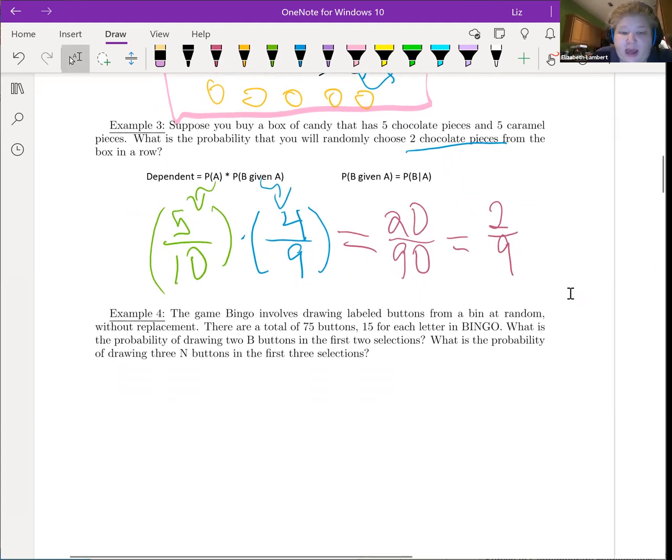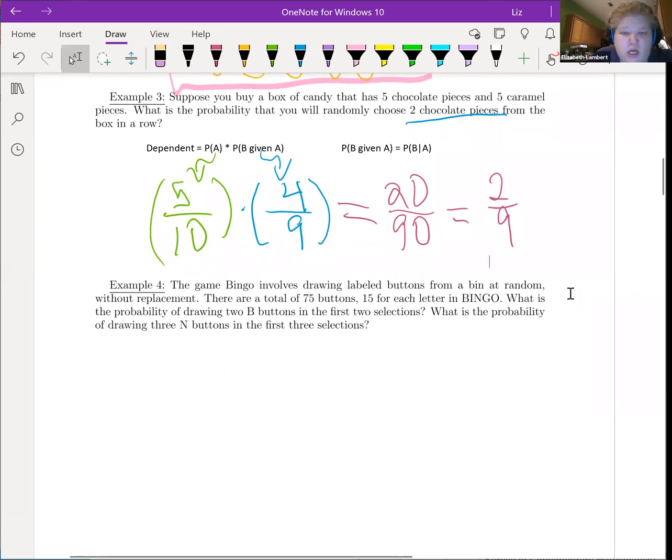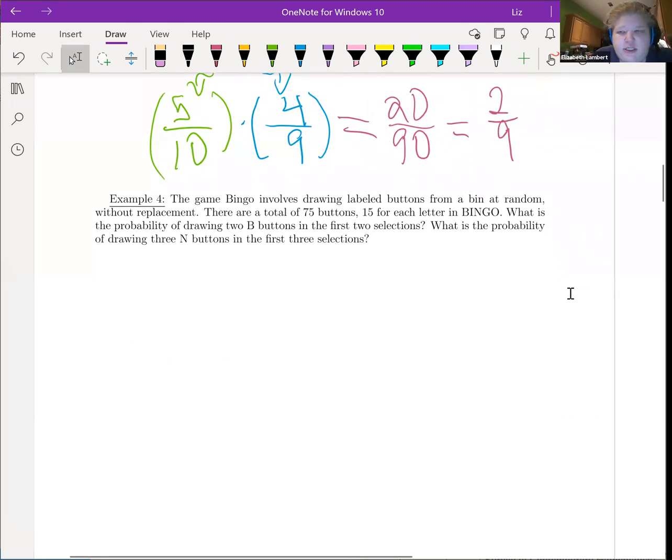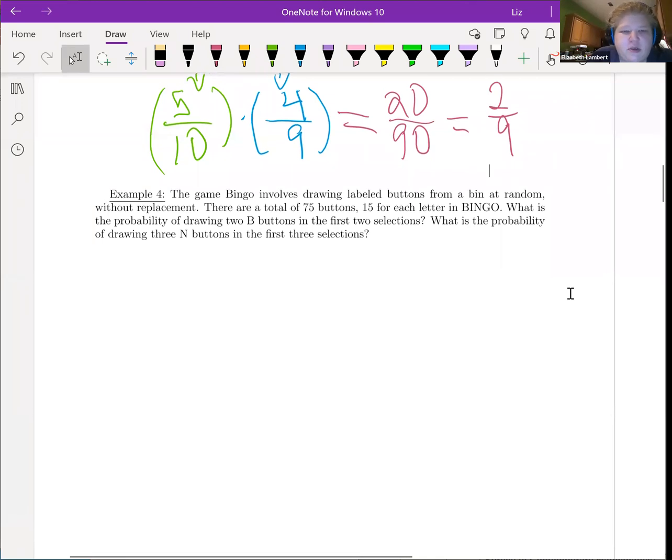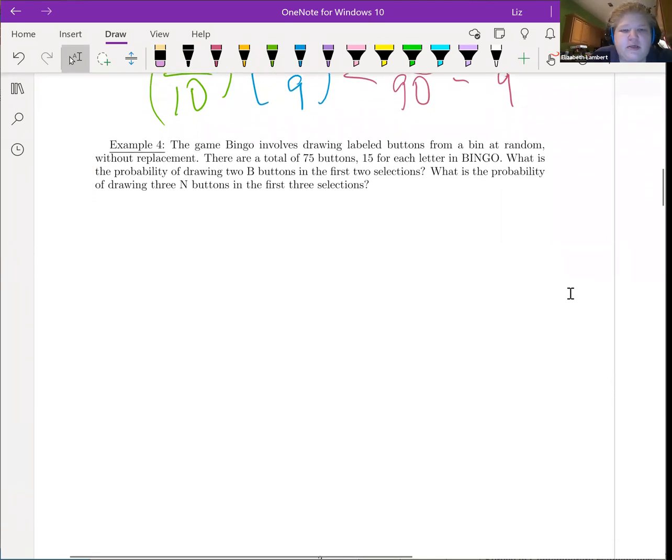All right, now we have bingo. B-I-N-G-O. It's a shame my daughter's not here. The game bingo involves drawing labeled buttons from a bin at random without replacement. Sure, yeah, buttons. Balls, please. Well, no. I guess they were buttons, huh? I've only gone bingo once.